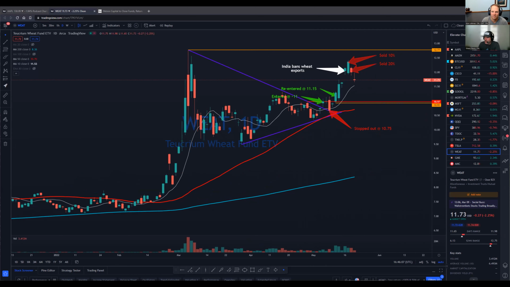And then what I did is I got back into the trade. So I got back in right in here at this green arrow around 11:15, and had a nice big rally the next day. Limit up. Wheat was limit up that day, up 5% in the futures market. So that was nice to see just the day after getting back in.